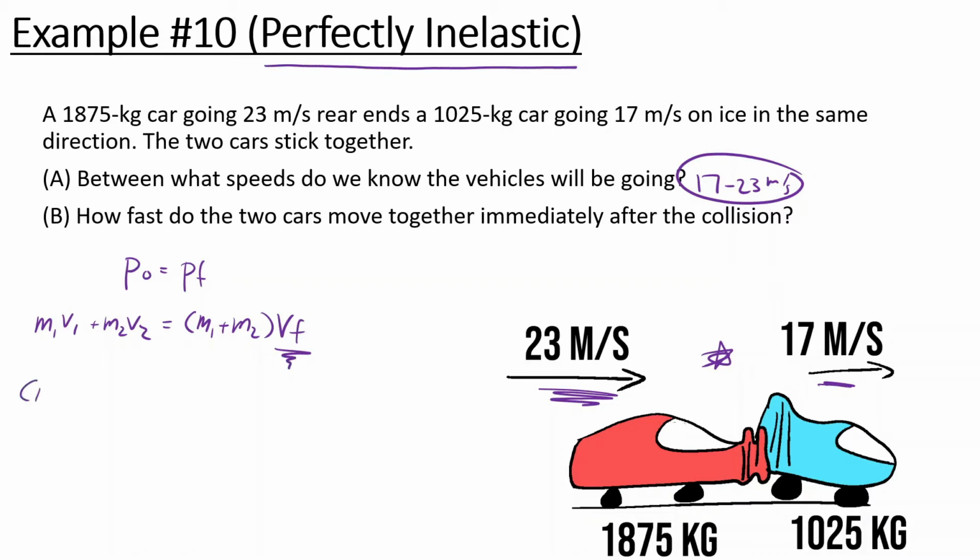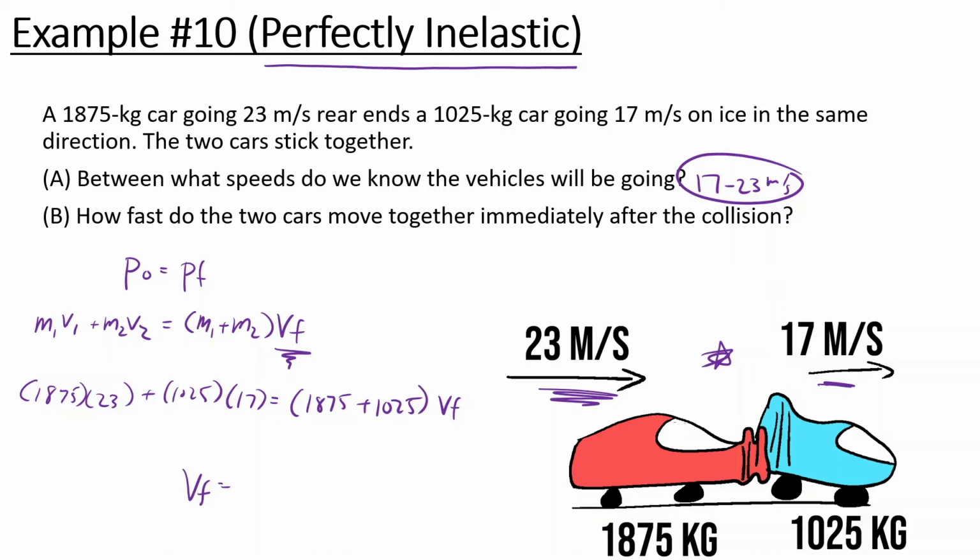So we have the first car, 1875, velocity is 23 meters per second. Second car is 1025, the velocity is 17. And this is going to equal 1875 plus 1025 times V final. Now let's do some math to figure out what this final velocity is. 1875 times 23 plus 1025 times 17, divided by 1875 plus 1025 is equal to what?